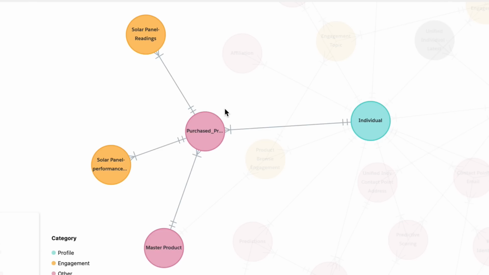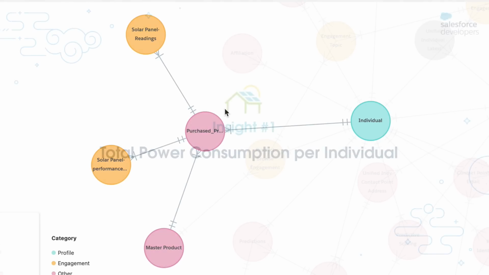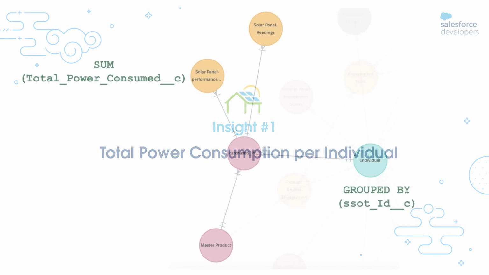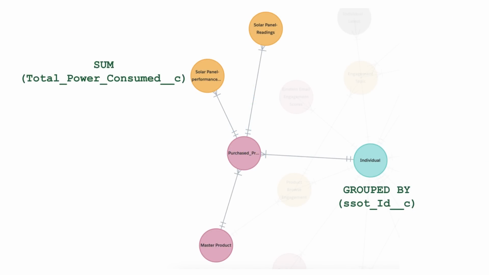Now that we know the objects and relationships, let's create some insights. First, let us create an insight that calculates the total power consumption for each individual. Speaking in technical terms, this would mean we need the sum of the total power consumed grouped by the individual ID. The total power consumed field is present in the performance summary object, and the individual ID field is present in the individual object.